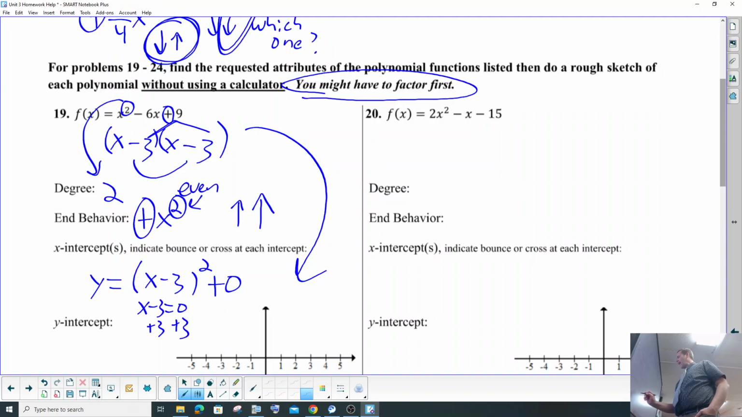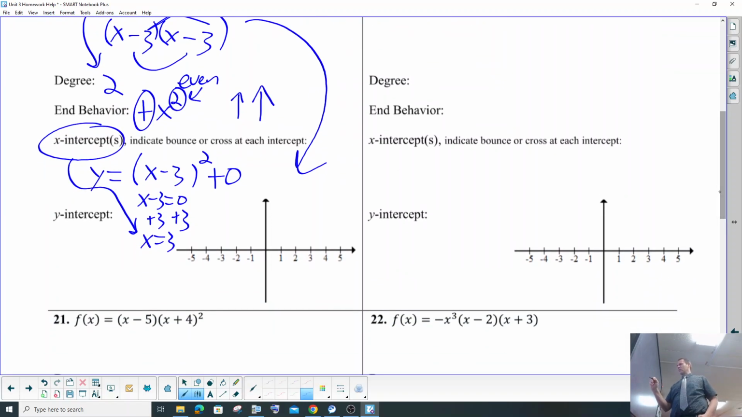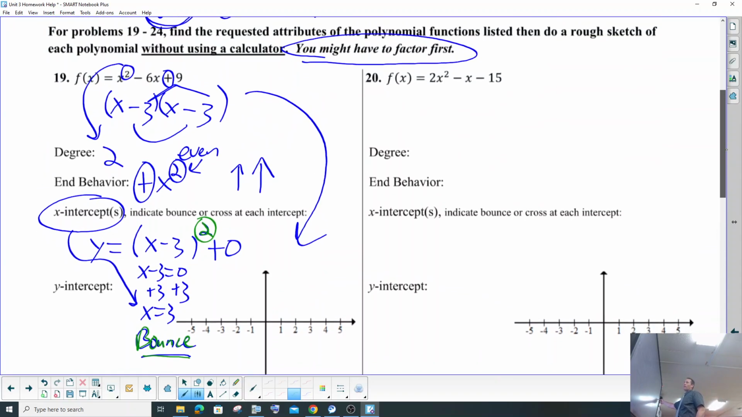So we have x minus 3 equals 0. We add 3 to the other side. Good. And so we have an x-intercept at x equals 3, but it is going to bounce. And the reason why it's going to bounce is because of the squared. Because of that 2, it's going to bounce off the x-axis. That's what it means by bounce.